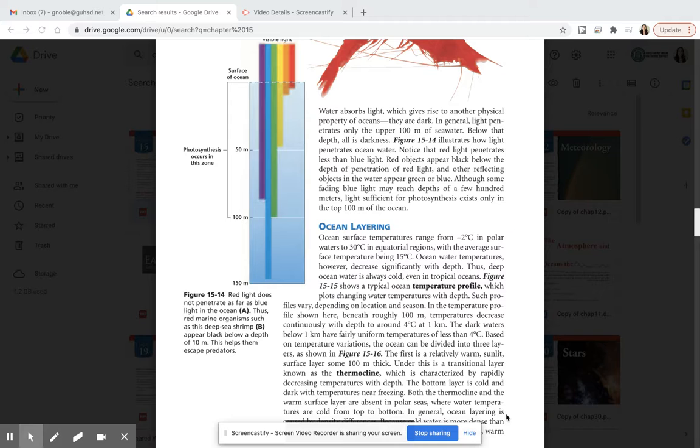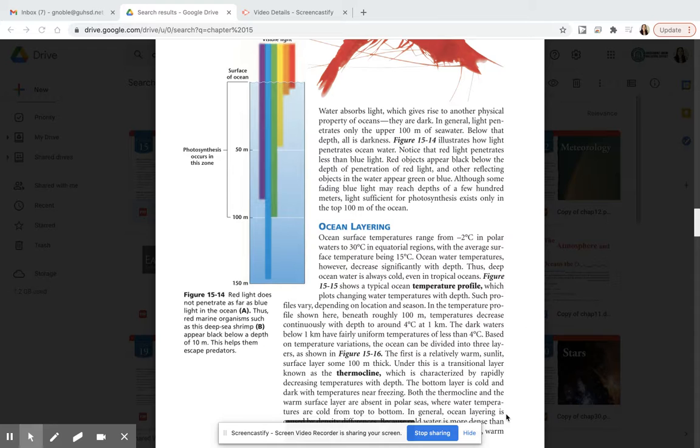Figure 15-15 shows a typical ocean temperature profile, which plots changing water temperatures with depth. Such profiles vary depending on location and season. In the temperature profile shown here, beneath roughly 100 meters, temperatures decrease continuously with depth to around 4 degrees Celsius at 1 kilometer. The dark waters below 1 kilometer have fairly uniform temperatures of less than 4 degrees Celsius.